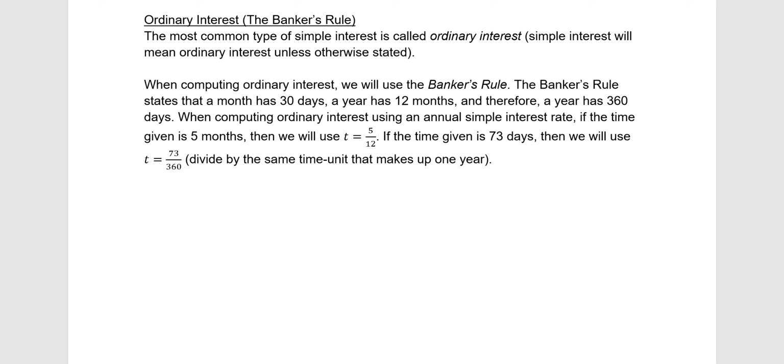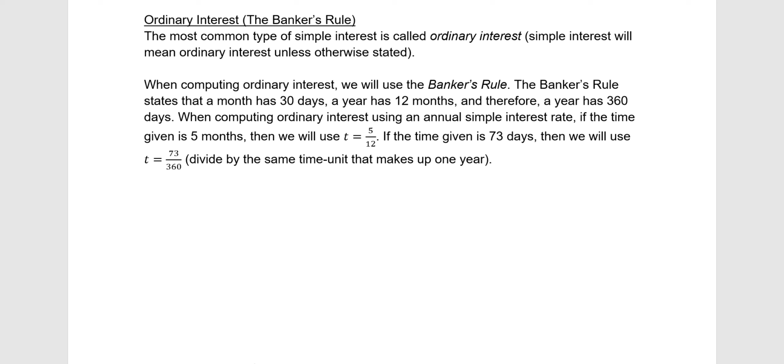The most common type of simple interest that we're going to be using is called ordinary interest. And when computing ordinary interest, we're going to use what's called the banker's rule. The banker's rule says that a month has 30 days, a year has 12 months. And if we multiply 30 times 12, we end up getting a year has 360 days. So obviously this isn't completely accurate all the time. It's just a set approximation.